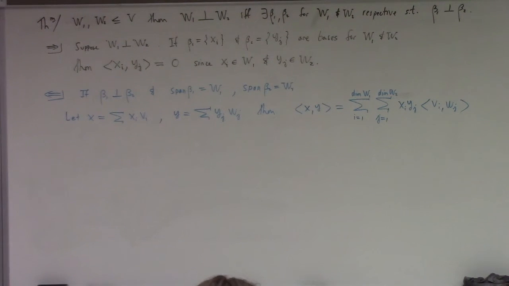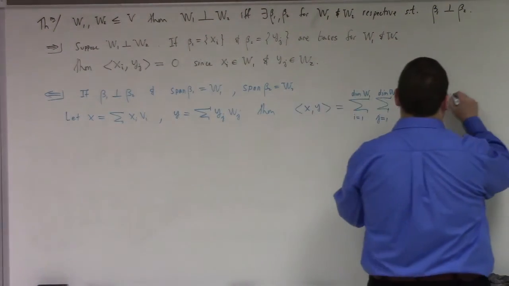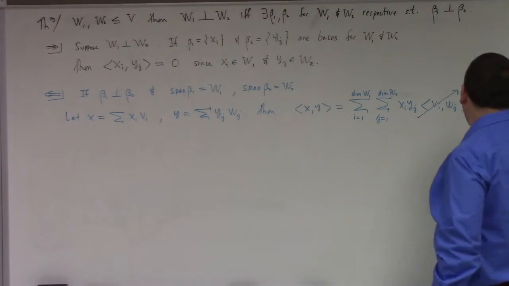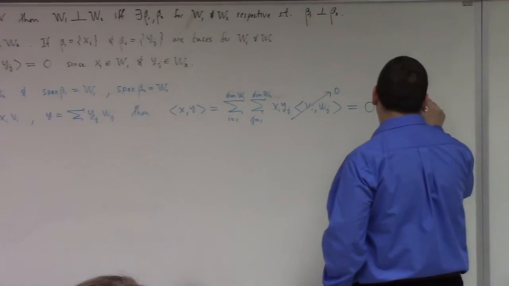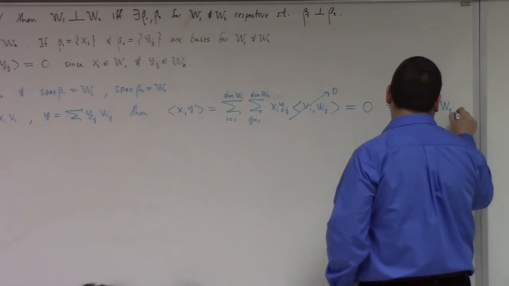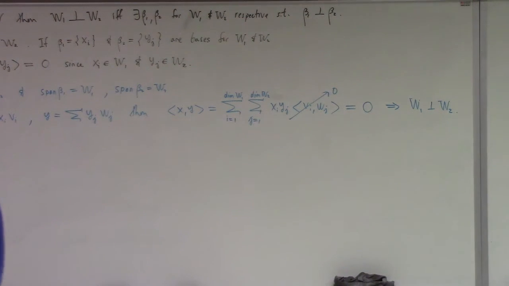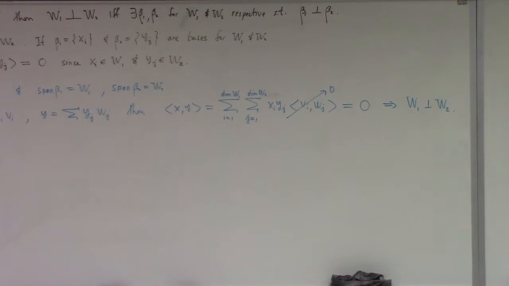But I'm assuming that the bases for the subspaces are perpendicular, right? So we know that the inner products I just wrote are all 0. So by assumption, this is 0. So this is equal to 0. But x and y were arbitrary, so that implies that the subspaces W1 and W2 are perpendicular. Es bueno?